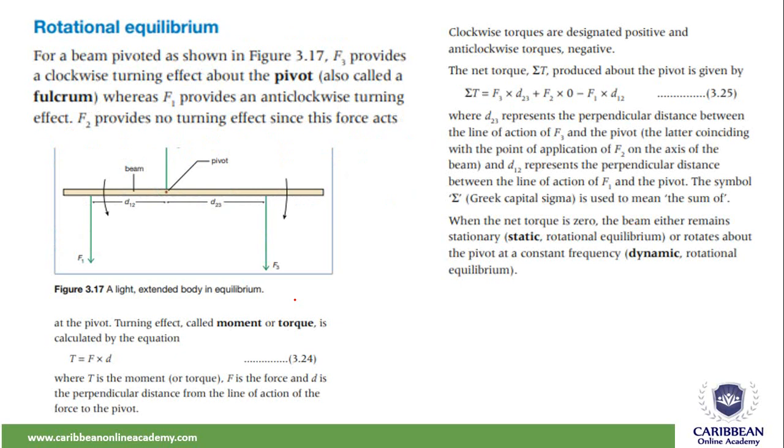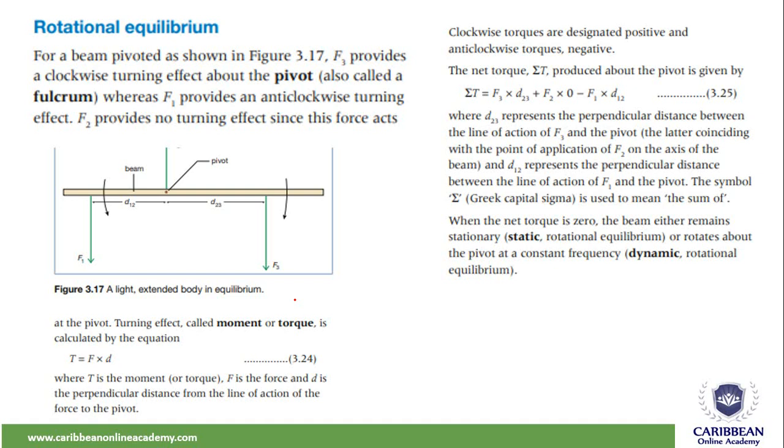Now there's another type of equilibrium. We have translational equilibrium, but now we have rotational equilibrium. And we generally observe this type of equilibrium when we have the concept of moments, right? Now, a moment is what we call a turning force, or rather, a moment is really the result of the turning effect of a force.